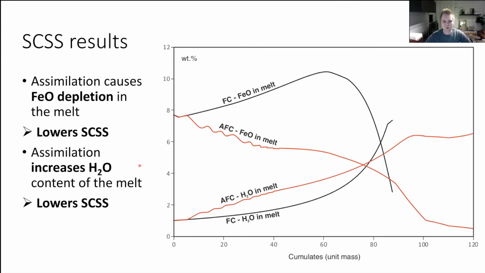Another important feature is that in the assimilation model, because the wall rock is hydrous, the water content of the melt increases, which also lowers the SCSS.